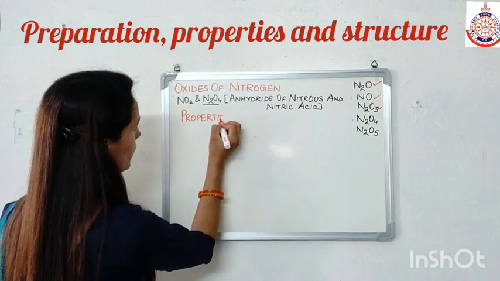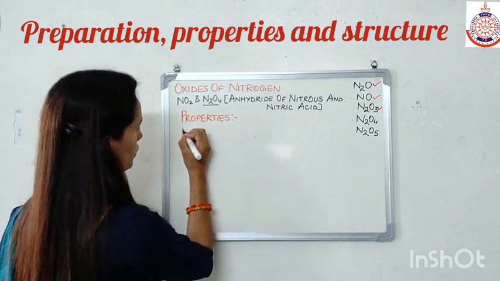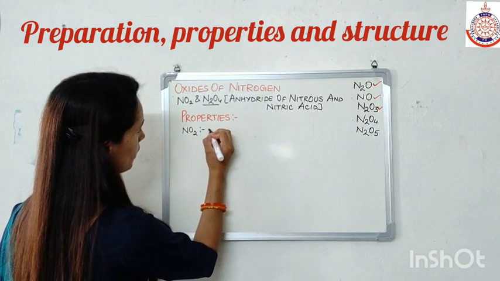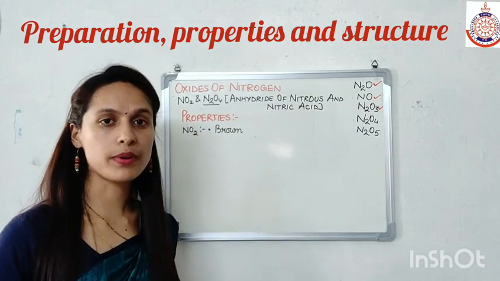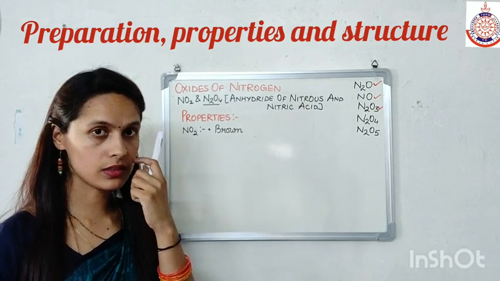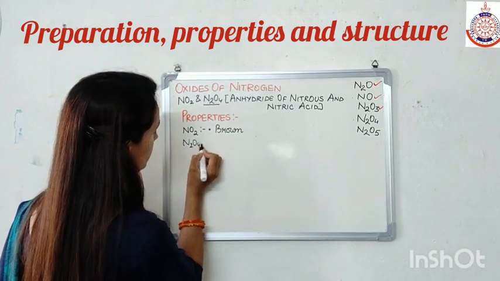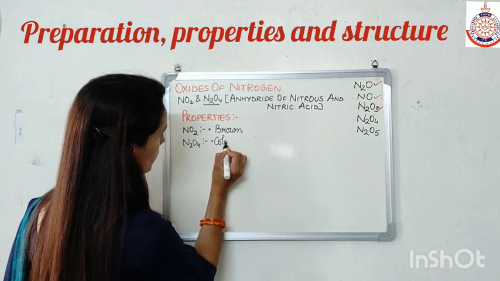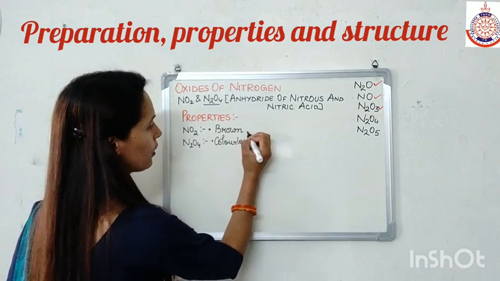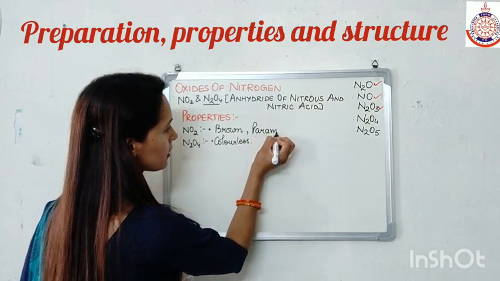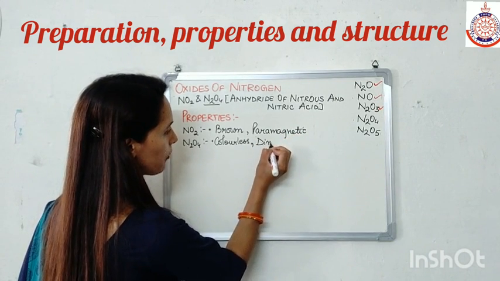Properties. Now in properties, if I talk about NO2, NO2 is brown colored. It is a brown gas. And if I talk about N2O4, it is colorless. Now NO2 is paramagnetic and N2O4 is diamagnetic.